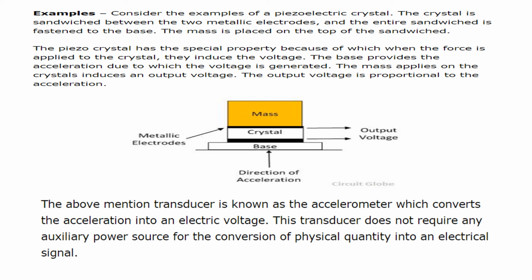The mass applied on the crystals induces an output voltage. The output voltage is proportional to the acceleration. Here the diagram is shown in this figure. Piezoelectric crystal is sandwiched between the mass and the base, and acceleration is given here in this direction. So the above mentioned transducer is known as the accelerometer, which converts the acceleration into an electric voltage. This transducer does not require any auxiliary power source for the conversion of physical quantity into an electrical signal.